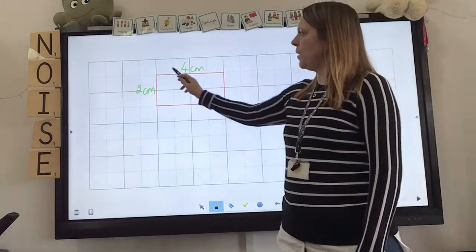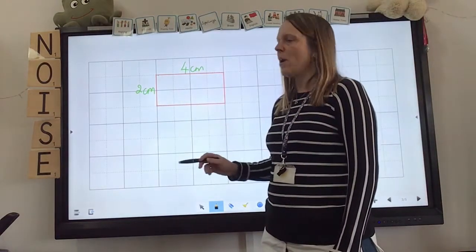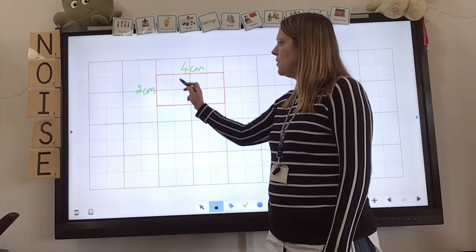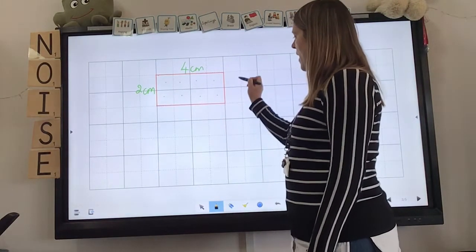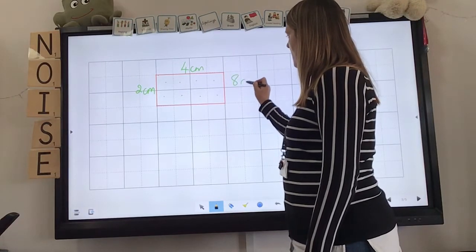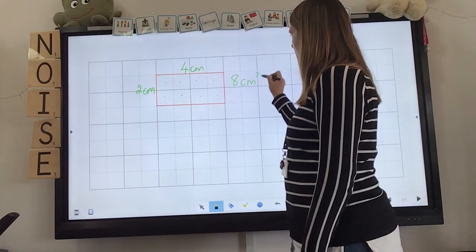We know that each square is 1 centimetre squared. We can work it out by counting the squares. So 1, 2, 3, 4, 5, 6, 7, 8. So the area of that shape is 8 centimetres squared.